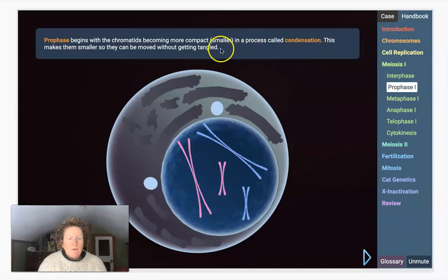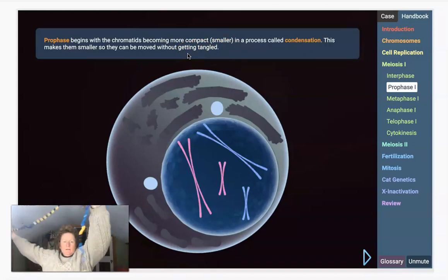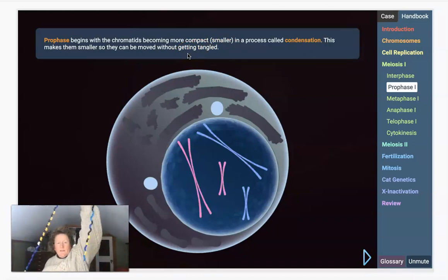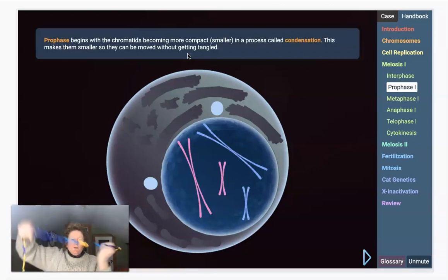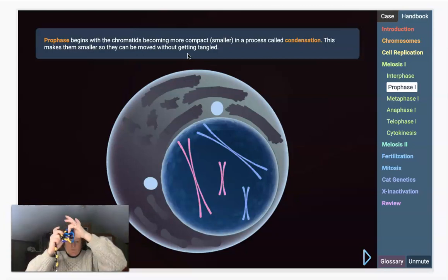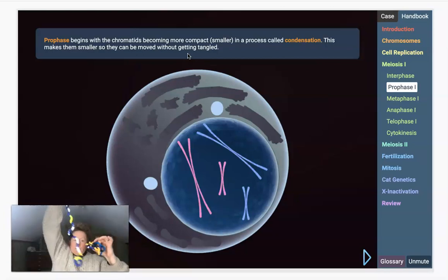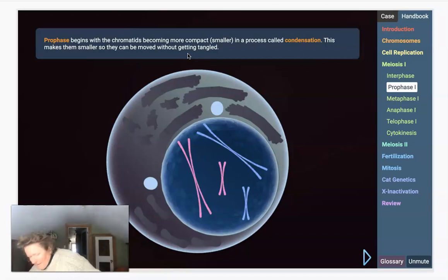It makes them smaller so they can be moved without getting tangled, because a chromosome, if it's all untangled, might kind of look like this. You kind of coil them up in a process called condensation, so they're a little bit easier to move around. This is easier to move than this, because there's lots of moving and sorting.